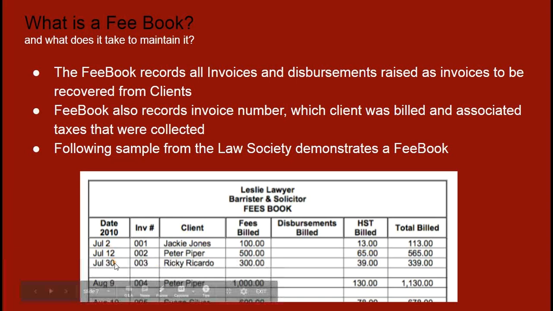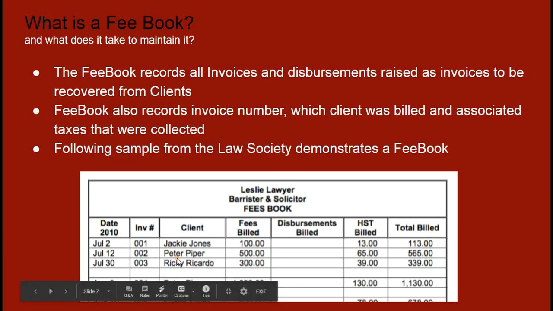Data elements to keep in mind: the date of the invoice, the invoice number, again ensuring that the invoice numbers are unique. You don't want to have multiple 001s. That could be confusing. The client for whom that invoice was generated, and what was the content of that invoice? What constituted the total amount to be paid on behalf of that invoice? Was it fees only? Was it disbursements only? Was it a combination of fees and disbursements? And finally, the appropriate taxes that were part of that invoice. What was the total amount billed in that particular invoice?